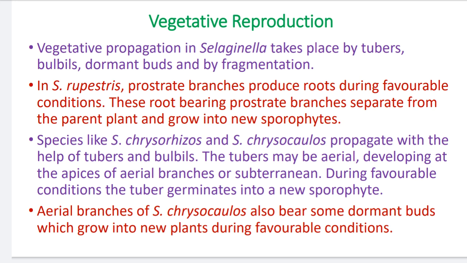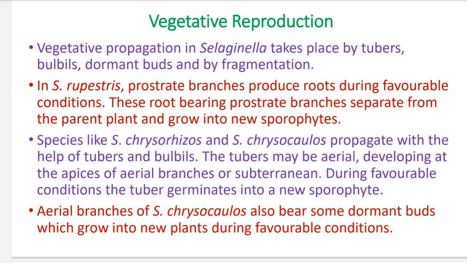They develop at the apices of the aerial branches or in a subterranean position. During favorable conditions, the tuber germinates into a new sporophyte, and this tuber causes the vegetative reproduction in these two species.